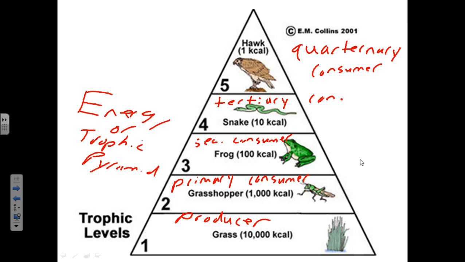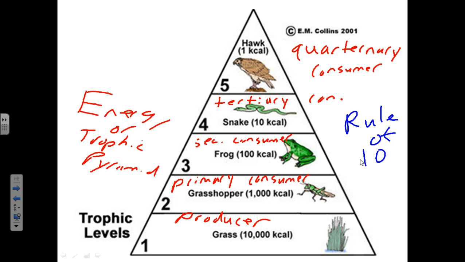Okay? So here's the rule, and this is an important rule. It's called the rule of 10. Essentially what it says is that as you go up the food chain, only about 10% of the energy in one level is transmitted to the next level up. If you notice, 10,000 here, 1,000 here, only about 10% made it. The other 90% is lost as what? Some kind of waste.